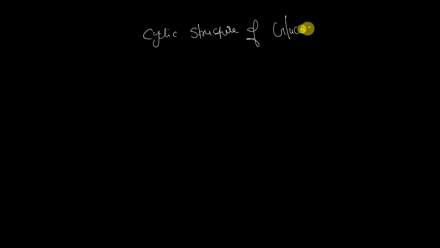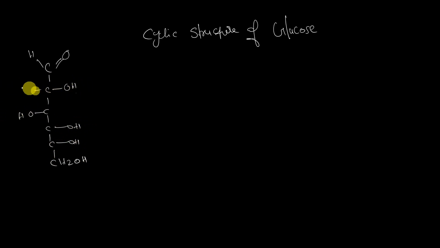Cyclic structure of glucose. So this is a normal structure, you know that. That is C double bond O, H, 2, 3, 4, 5, 6, CH2OH, OH, OH, OH, OH, and the remaining, let me fill with hydrogens. Okay. Now this is a structure you know.